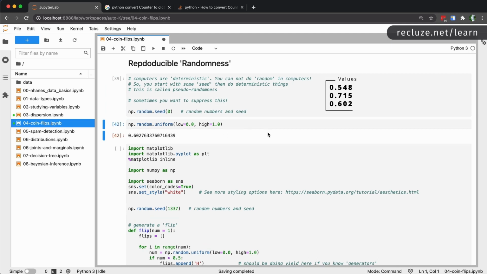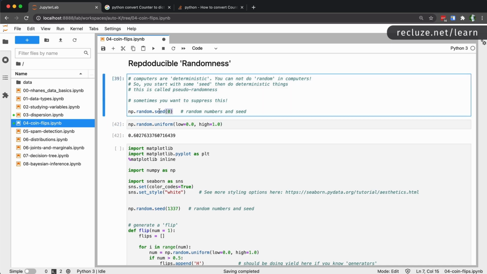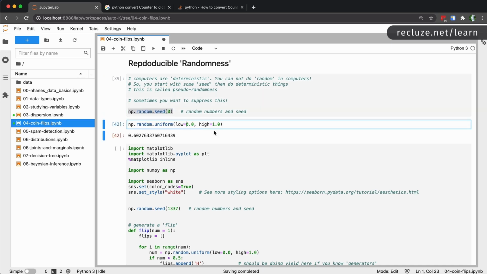0.715, 0.602. I know these 3 numbers are always going to be produced in this sequence because I reset the seed at the beginning. I don't know what the 4th number is going to be. That is the randomness that I have in my experiment. I don't know what the 4th number is, but I do know that if I reset it, it's going to be the same random numbers each time. So that makes our experiments reproducible.